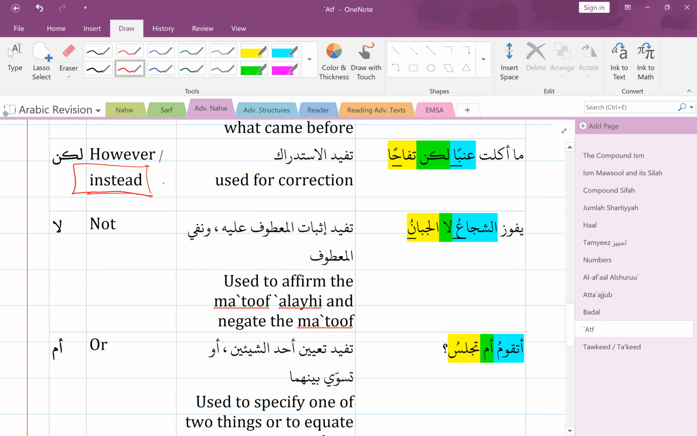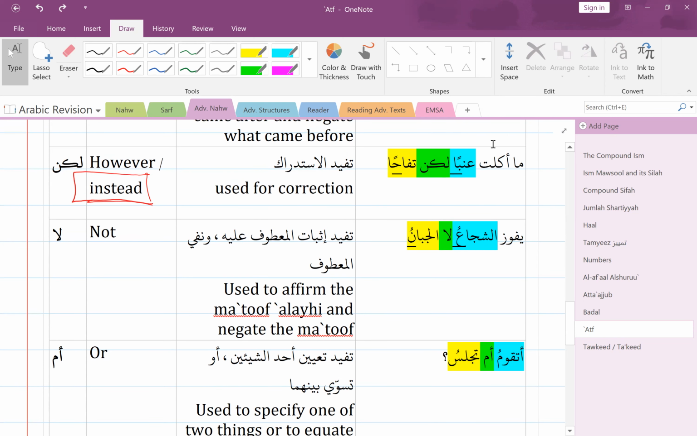Okay, so here it is used for correction, like I'm correcting the narrative. I'm saying whatever comes before is not so, and it's actually called harful istidrak. This is the word for it, harful istidrak. You will come across this in translation, and that's why I'm giving you these words. Okay, so let's look at an example. ما أكلت عنبا لكن تفاحا. So it kind of works like bal, but it's actually correcting what came before.